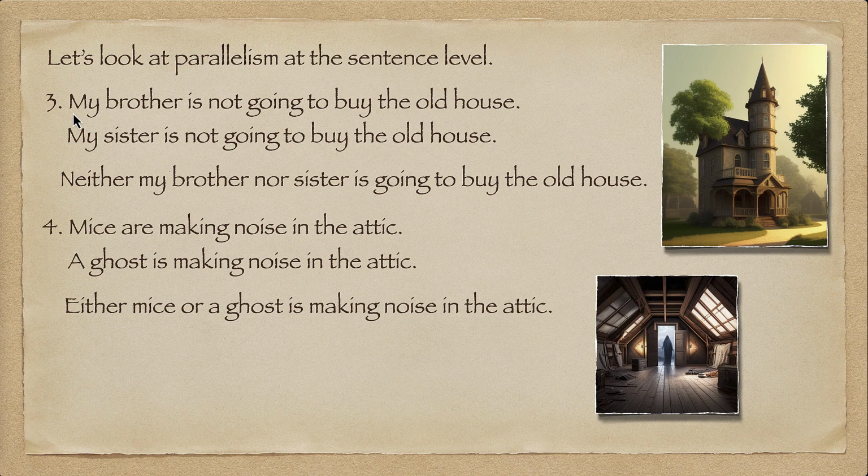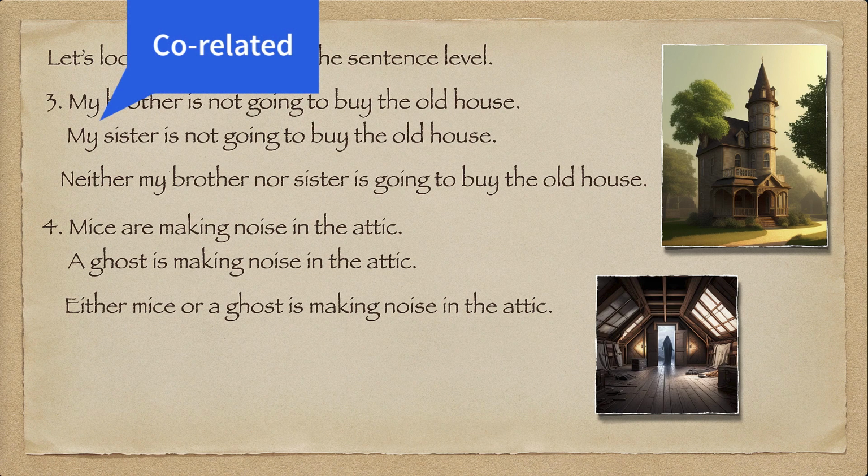Well, let's go back to sentence number 3. Notice that we have a negative action that we are referring to for my brother and a negative action that we are referring to for my sister. But both actions relate to the same action, and that is buying the house. Now, it's good to remember this term. It's called correlation. So what do we have that is correlated? Well, we have my brother and my sister. Those are the parallel items that we're talking about here. And when you have correlations, those are the elements that are going to be in parallel structure. And in this case, we are using neither nor as our conjunction.